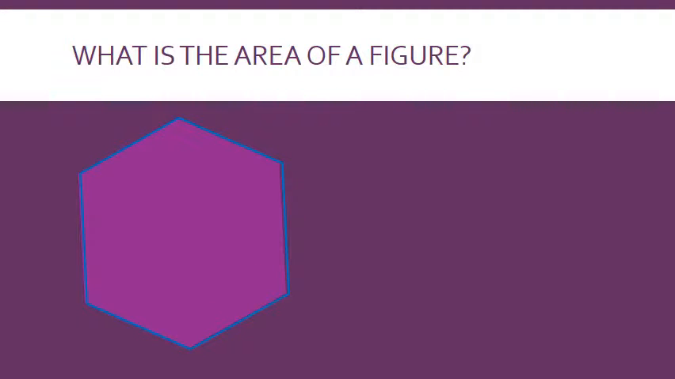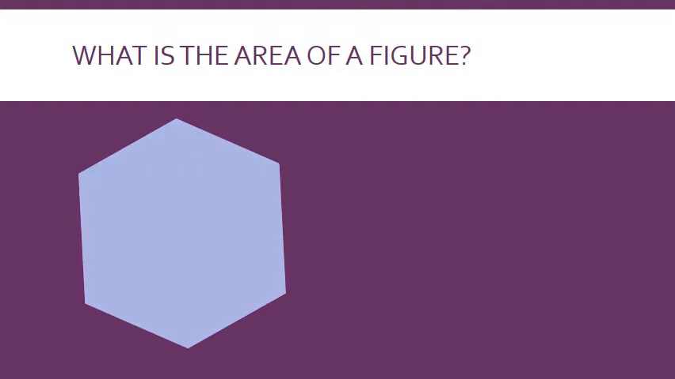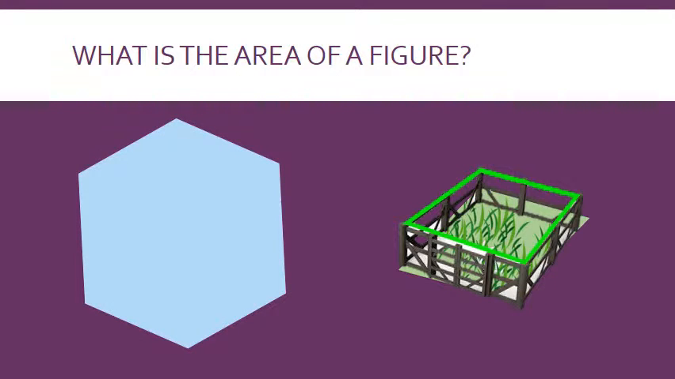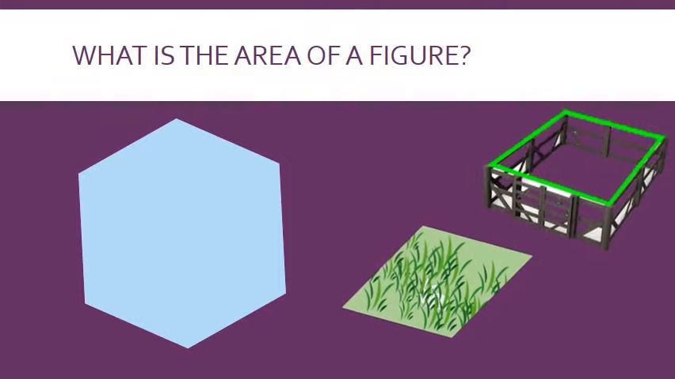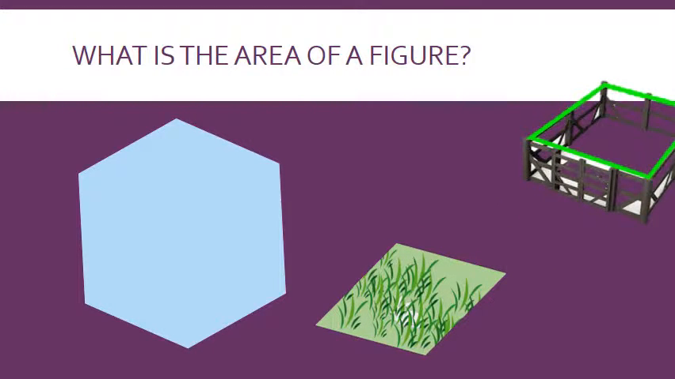In this lesson, we're going to be defining and measuring the area of a figure. Remember, in the last lesson, we looked at the perimeter, or the outside edge of the shape. Now we're going to take off the perimeter and focus on the inside. Last time the fence was the perimeter. This time we're going to focus on the grass, or how much space is inside your yard.